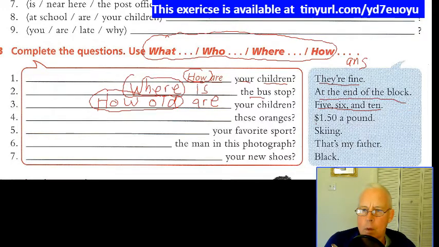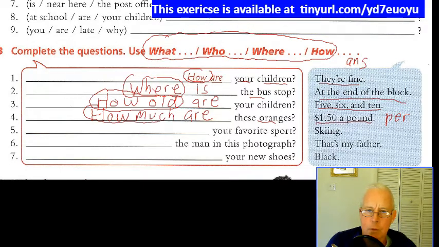Number 4, the answer is $1.50, $1.50 a pound, or $1.50 per pound. Per pound. That's asking about price. And price, we had an example, is the phrase, it's how again. How much? And then are, and then the subject. So how much, the WH word or phrase, are these oranges? They are $1.50 a pound, or just $1.50 a pound.